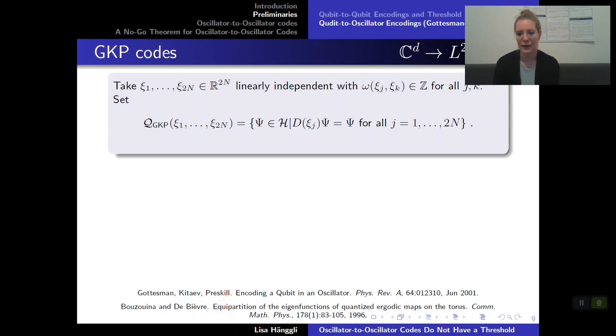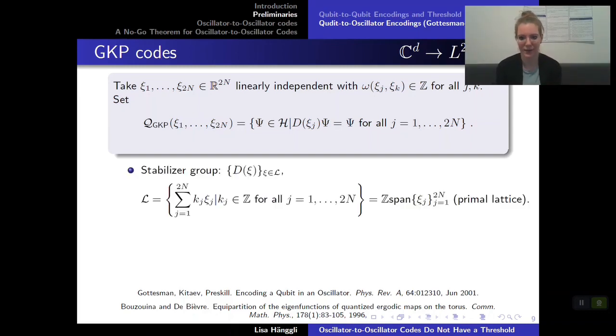To be accurate, the elements of this space are actually not states, but distributions. But for the purpose of this talk, I will just pretend that they are states, and I refer you to the paper by Buzuina and Dubieva for a more rigorous treatment of these objects.